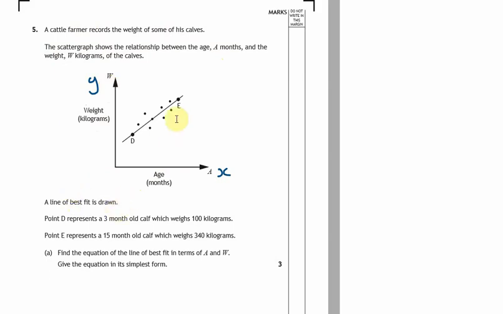A line of best fit has been drawn, so yep, there's lots of different points, and that is a rough approximation of the values. It makes sense as well, doesn't it? As the age of the animal gets higher, its weight gets bigger, so that makes sense.